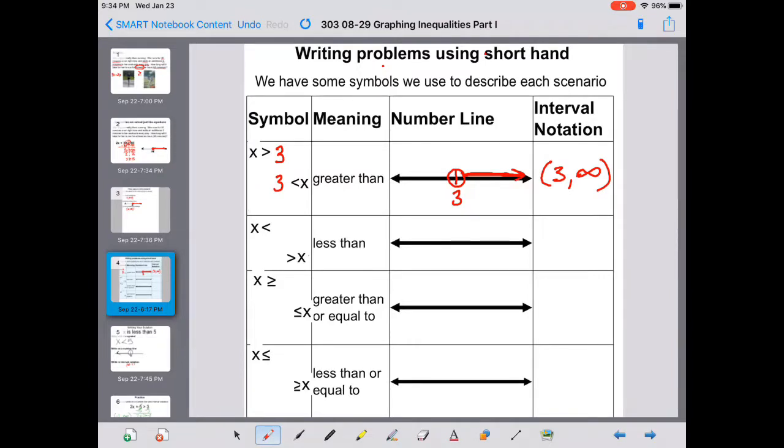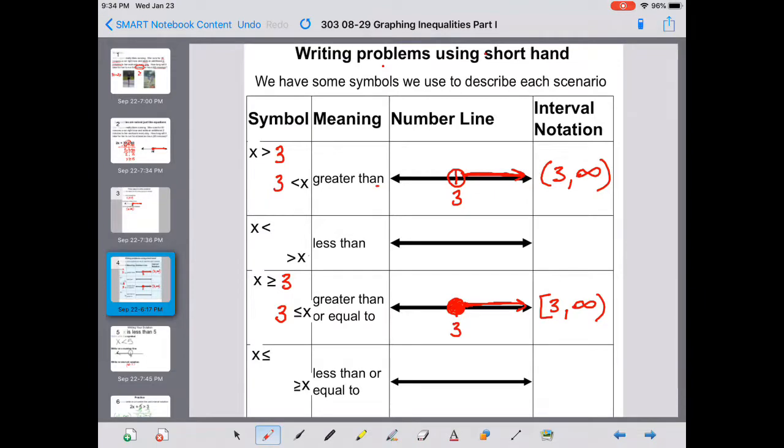Let's jump down to one that's similar, but has a little bit of a difference to this first problem. So we're going to do our 3 down here, and we're going to do x is greater than or equal to 3. You'll see the difference when we draw our number line. So again, we have a circle on the 3. This time we're coloring it in. We're still shading to the right. For our interval notation, we still have 3, comma, infinity.